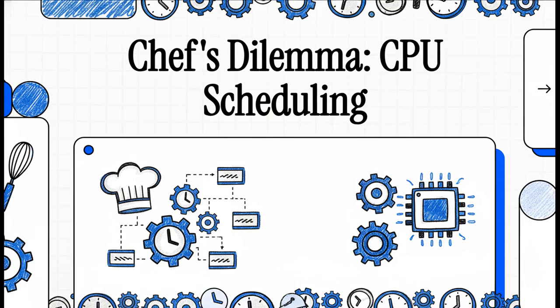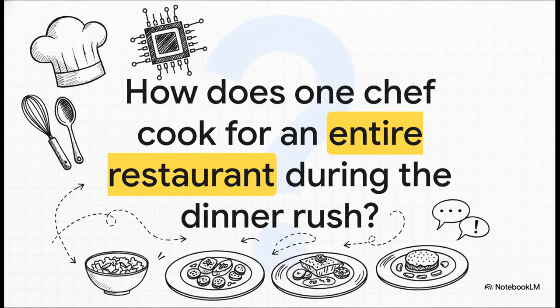Welcome to The Explainer. Today we are stepping right into the middle of the controlled chaos of a high-end kitchen. Why? Well, it's the perfect way to understand one of the most crucial jobs your computer does, deciding what to do next. We're going to see how your computer's brain, the CPU, juggles millions of things at once without ever dropping a single one.